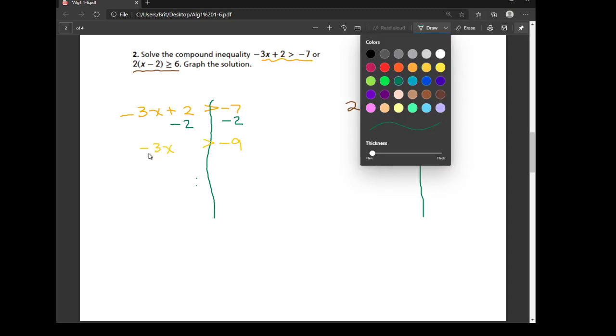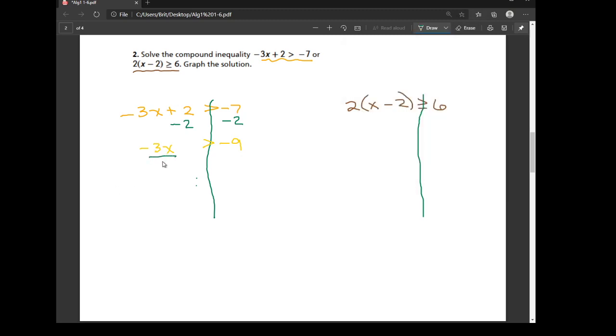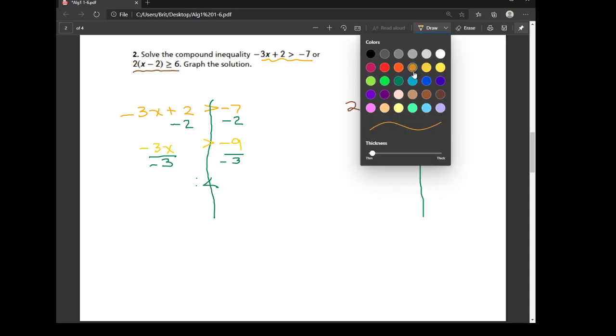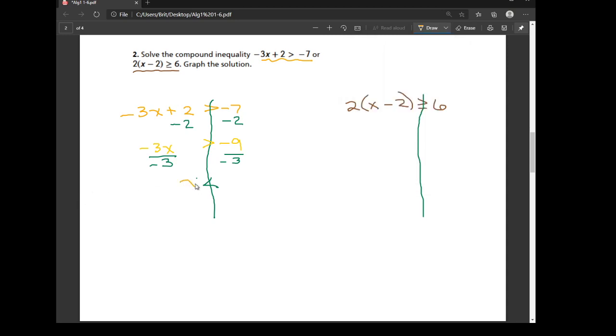And remember, a number and a letter squished together like that is multiplication. So to undo that, the inverse operation is division. And if I'm multiplying or dividing by a negative, remember that the inequality changes directions. And that gives me x is less than -9 divided by -3, which is 3.